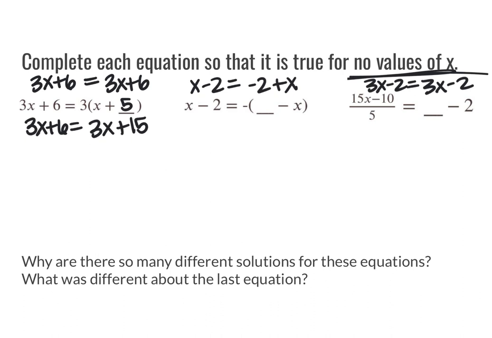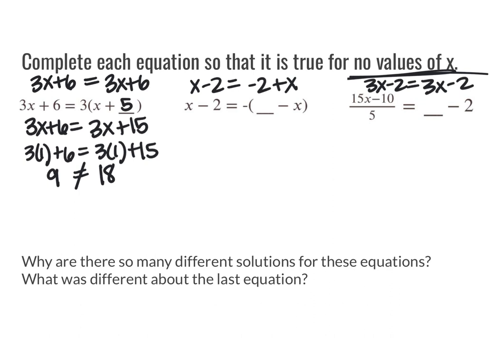So let's just, for a moment, try one. Let's do 1. X is equal to 1. So hopefully you already see what we have here. So 3 times 1 is 3, plus 6 is 9. 3 times 1 again is 3, plus 15 is 18. Is 9 and 18 equivalent? No, it's not.